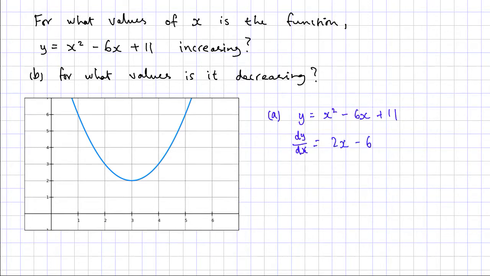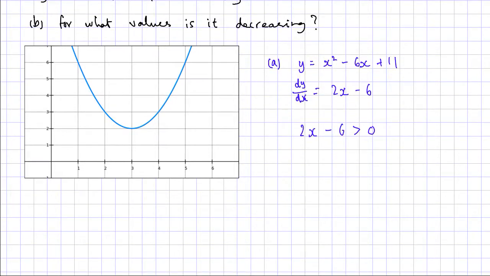Okay, so I need to find where this, my gradient, is going to be positive. So positive can also mean more than 0. So I can say, okay, so where is 2x minus 6 more than 0? Okay, so I can just solve that. So I have a linear inequality here. I can just solve that. So I can have 2x is more than 6. So x must be more than 3.